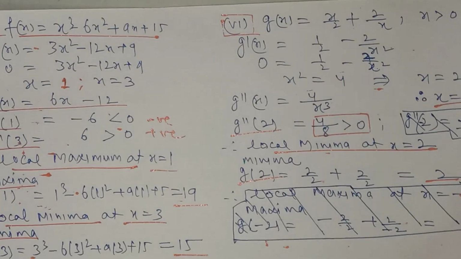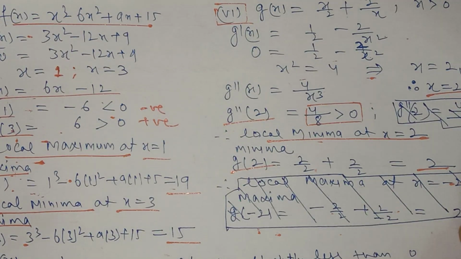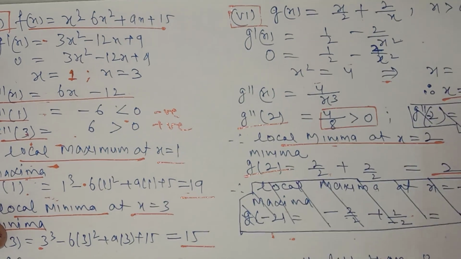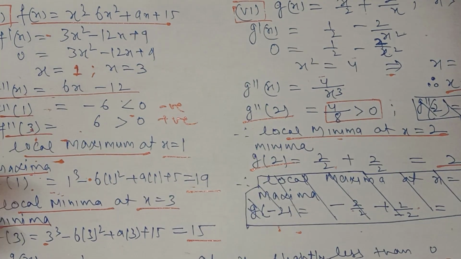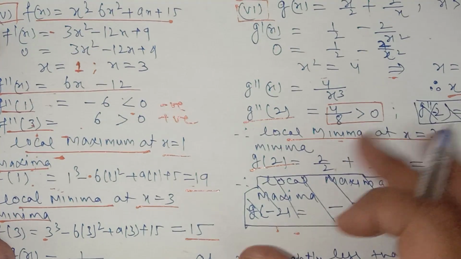So this is the method to find the local maxima and local minima of the given function by using the second derivative test. We generally use the first derivative test to find the local maxima or minima, but we use the second derivative test when the first derivative test fails, or when the second derivative comes out to be 0.